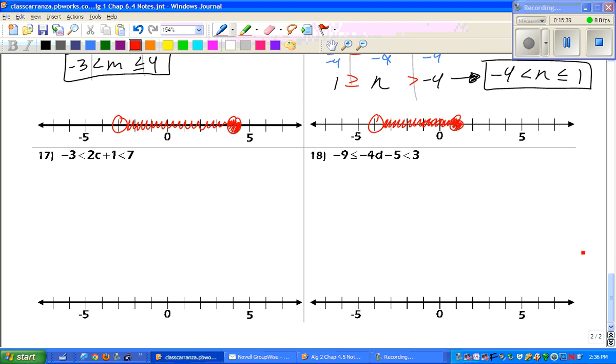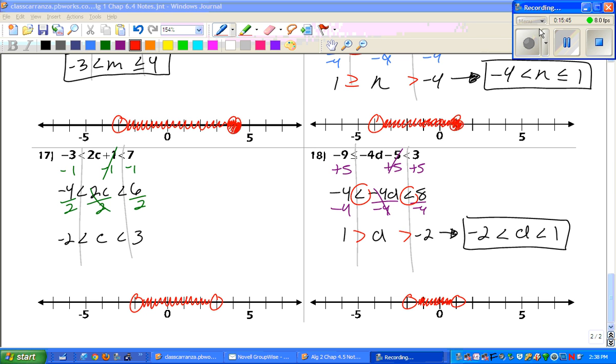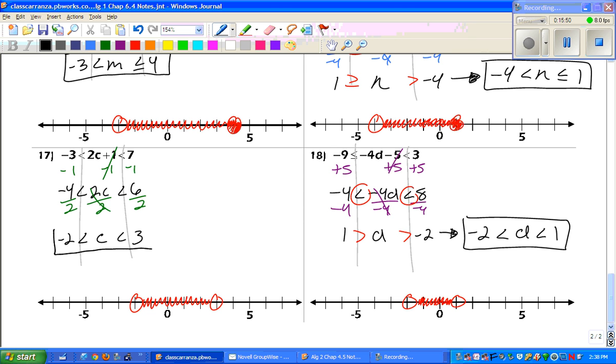All right, 17 and 18 are all yours. Go ahead and pause the video and see how you do. Okay, and there you go. For number 17, you did not divide by a negative, so as soon as you solve everything, you're left with your answer, -2 less than c less than 3. And then number 18, you did divide by a negative, so after you flip the signs, make sure to rewrite it so it's in numerical order. So the -2 first and then the 1.